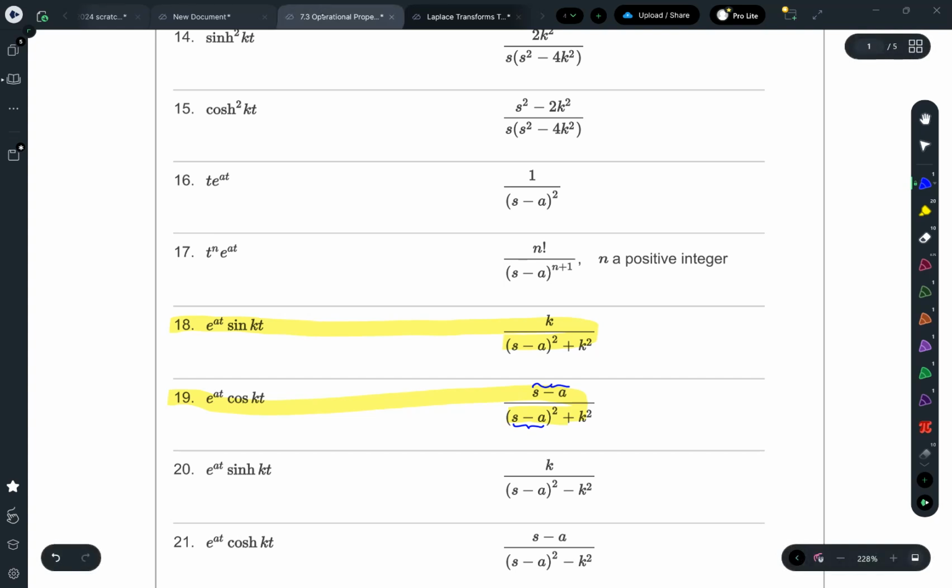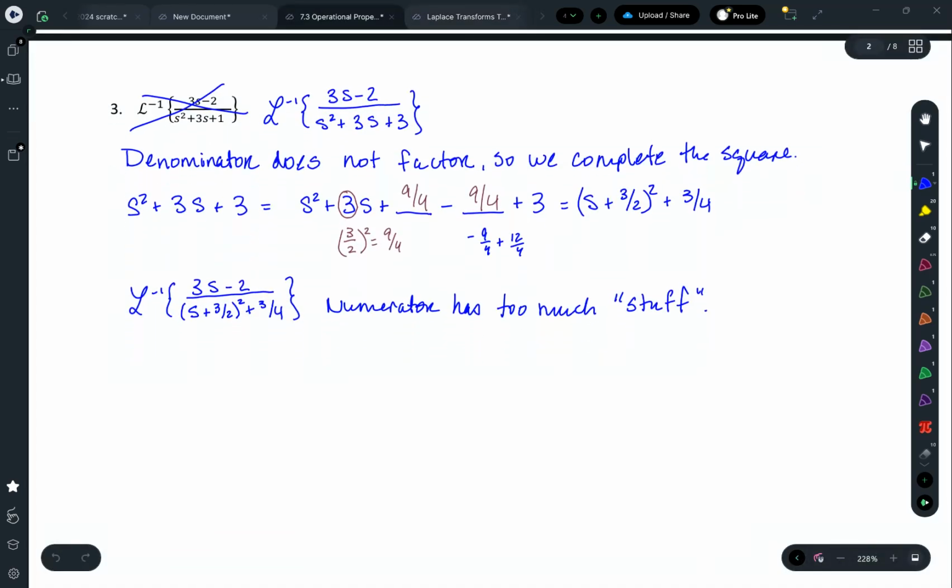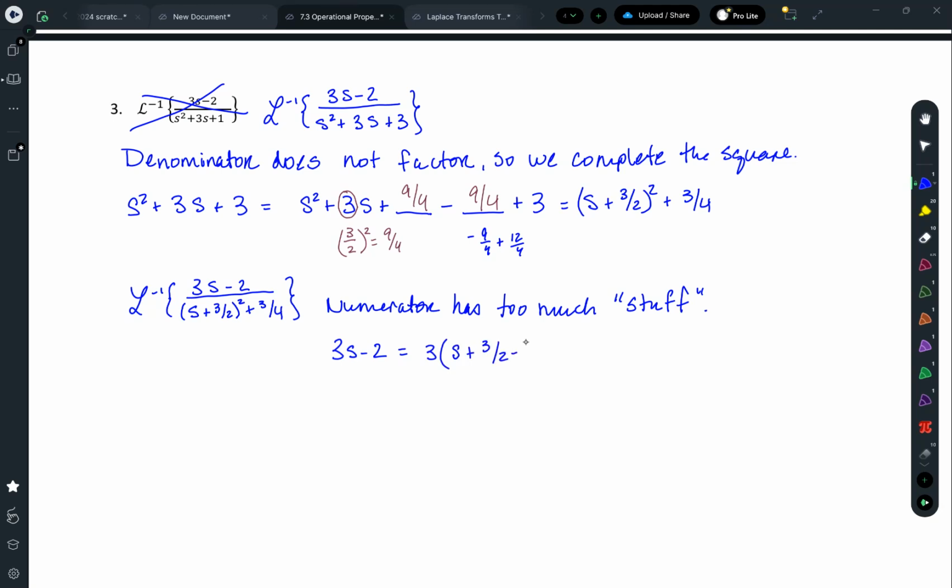So I think what we need to do is play around with our numerator, 3s minus 2. Somehow I need that shift of the plus 3 halves with my s. And here's how I do it. I get 3, and then I'm going to put some parentheses and write s plus 3 halves minus 3 halves, and then close the parentheses. Those are almost equal. I still need the minus 2 on the outside.